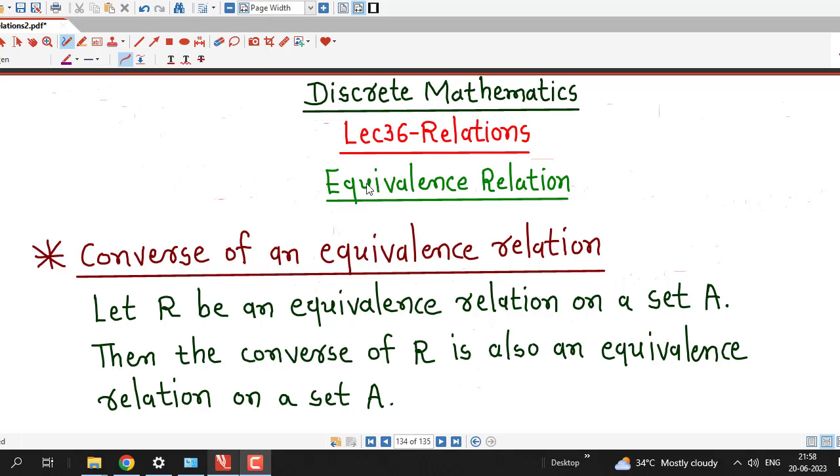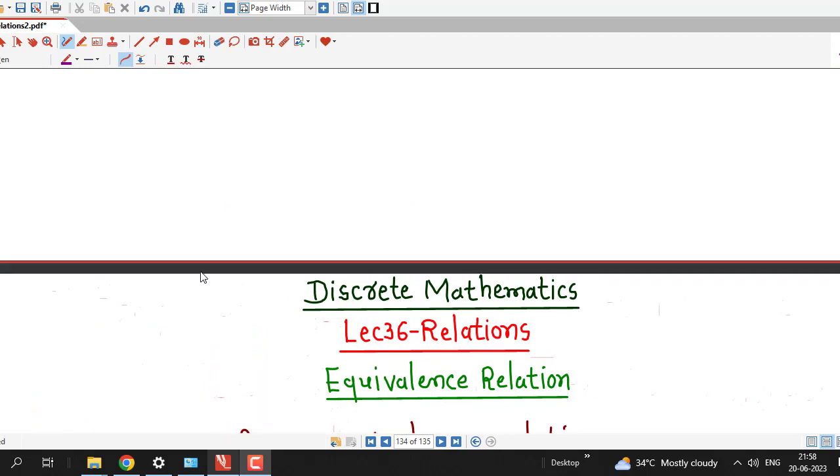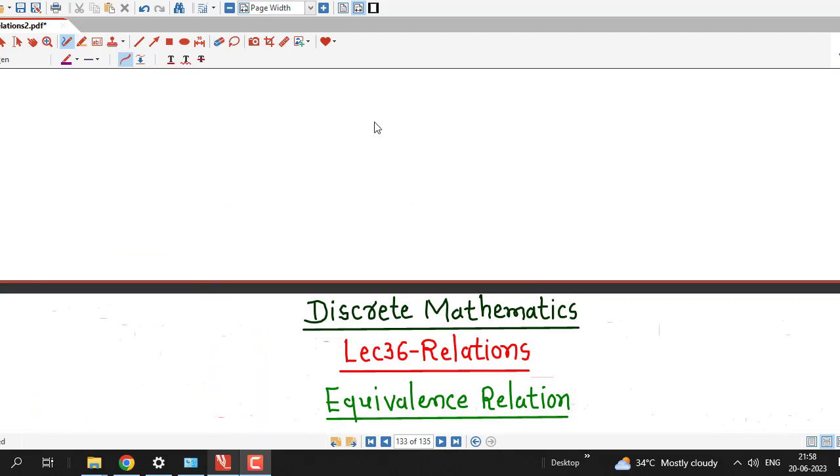Hello friends, I welcome you in lecture number 36 on relations. In this lecture we are going to discuss the converse of an equivalence relation. We will prove that if we have an equivalence relation, then its converse is also an equivalence relation. And before proving this result, we just recall the definition of converse of a relation.